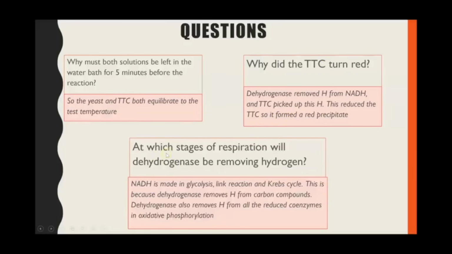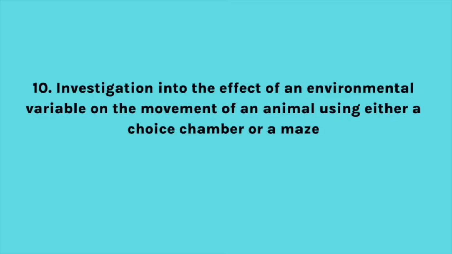Finally, at which stage of respiration will dehydrogenase be removing hydrogen? So NAD is made in glycolysis, the link reaction and the Krebs cycle, so all of those stages, but it's also used in oxidative phosphorylation to remove the hydrogens from all of the reduced coenzymes.